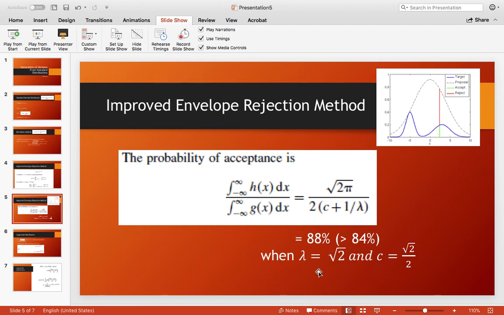When we do this improvement, where we have lambda equaling the square root of 2, through some math and methodology we can figure out that c will always be 1/2 of lambda, in this case the square root of 2 over 2. We have a new probability of acceptance around 88%, compared to the original way of doing things, which is about 84% rounding up.